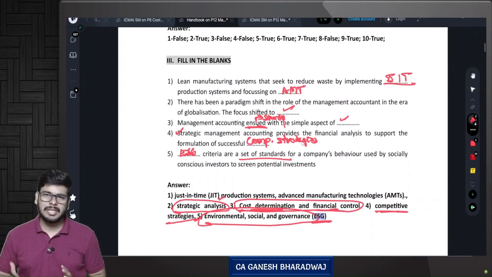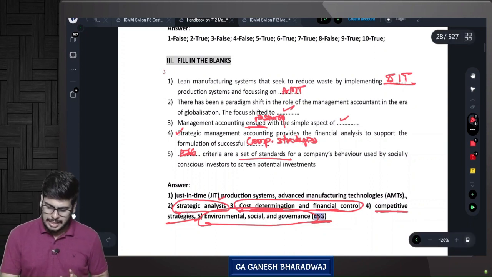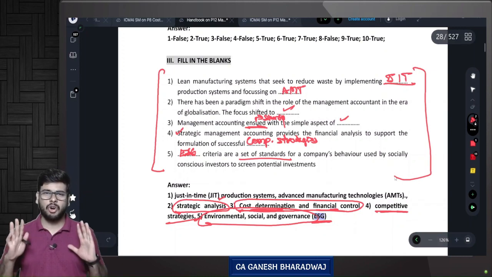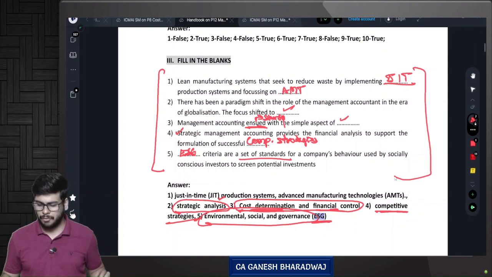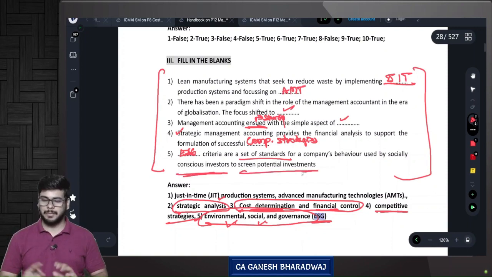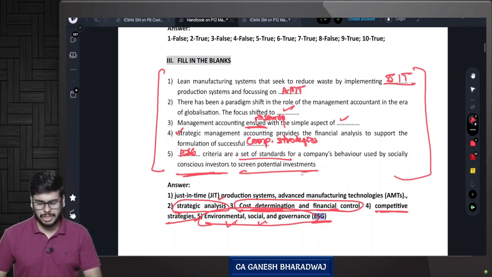By way of fill in the blanks, the Institute wants you to learn a few things. Let's keep it like this. Prepare these five areas alone for fill in the blanks. Conceptual knowledge itself is sufficient for you to tackle the questions. So ESG means environmental, social and governance criteria, a set of standards for the company's behavior used by socially conscious investors to screen potential investments. This is what is given in the first chapter.